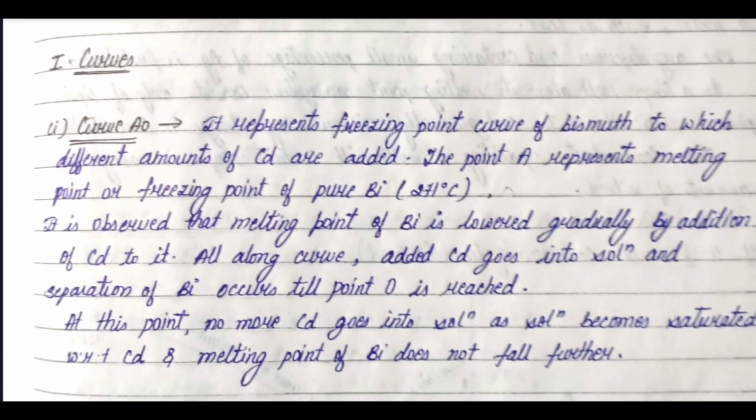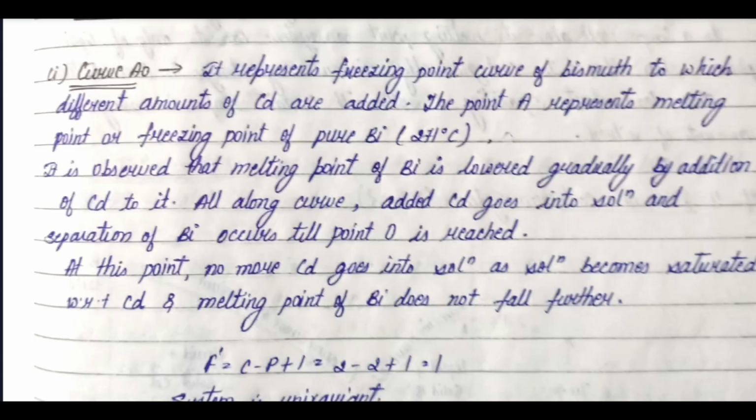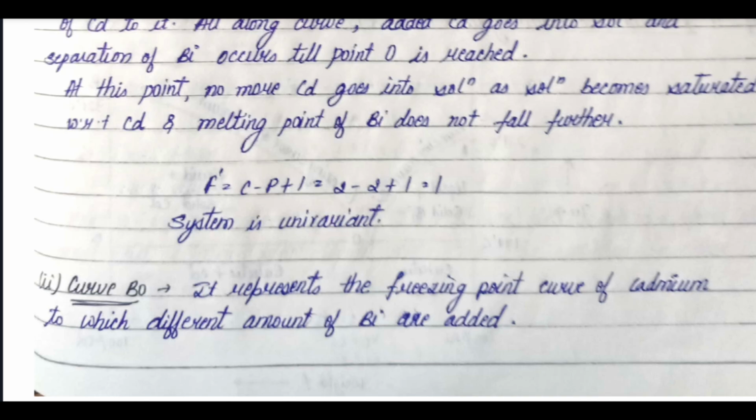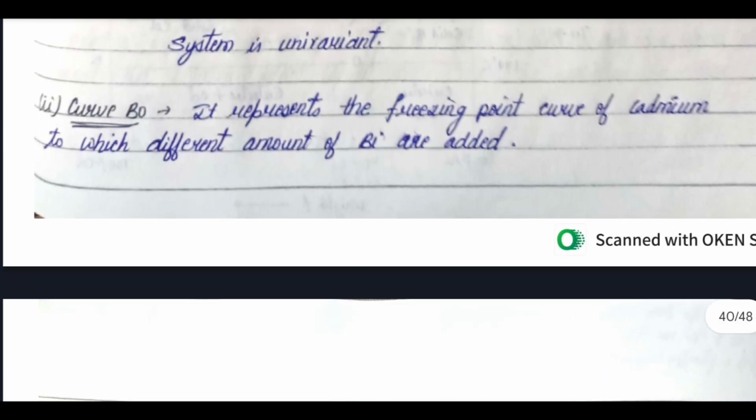First curve, curve AO. It represents the freezing point curve of bismuth to which different amounts of cadmium are added. The point A represents the melting point or freezing point of pure Bi. It is observed that the melting point of Bi is lowered gradually by addition of Cd to it. All along the curve, added Cd goes into solution and separation of Bi occurs till point O is reached. At this point, no more Cd goes into solution as the solution becomes saturated with respect to cadmium, and the melting point of Bi does not fall further. So F' is equal to 1, the system is univariant.